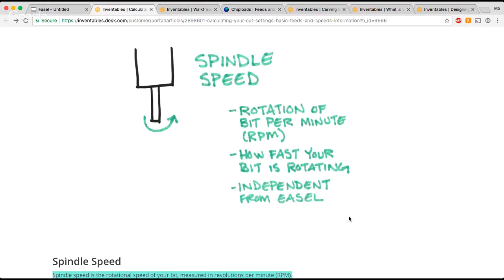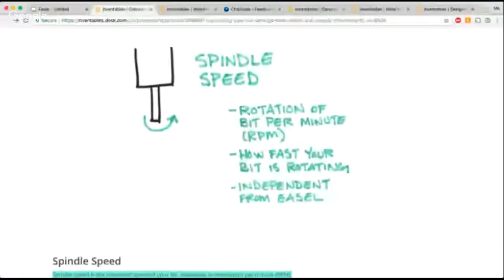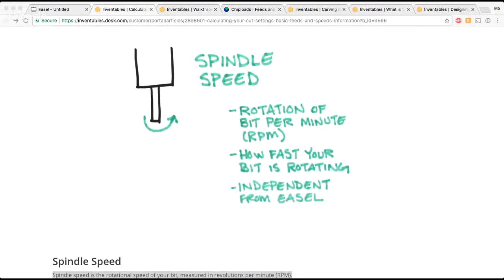So spindle speed is the rotational speed of your bits measured in revolutions per minute, or RPM. I know this is a touchy subject for everybody, but we recommend only leaving your DeWalt spindle on your X-Carve at the first setting. I know a lot of people like to push it, like 2, 3, 4, 5, but we like to leave the DeWalt at 1.